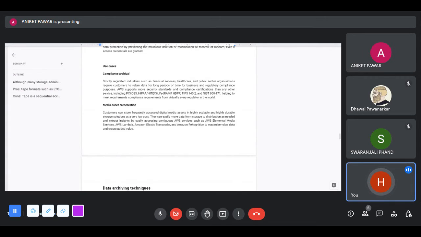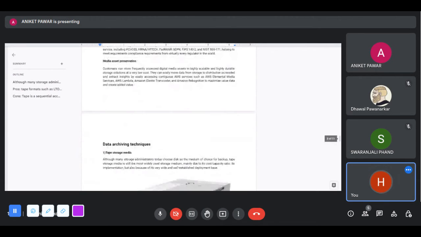Second is media asset preservation. Customers can store frequently accessed digital media assets in a highly durable and massively scalable storage solution at very low cost. They can easily move data from archival to distribution when needed and extract insight by easily accessing adjacent AWS services. Okay, so Aniket, you can continue.